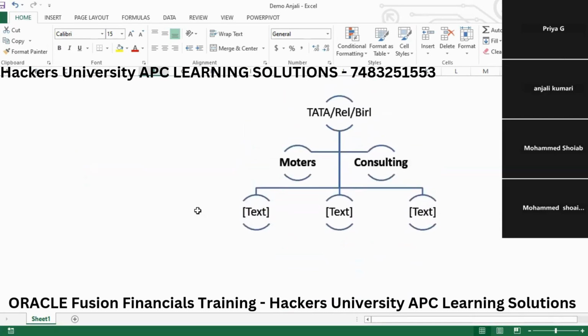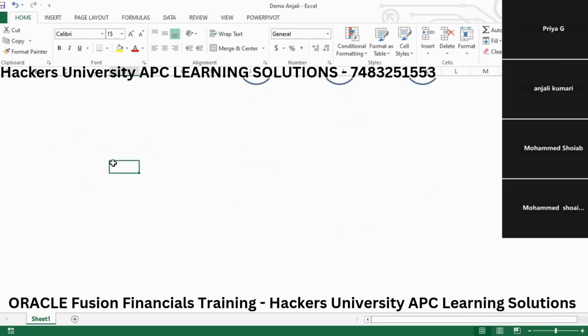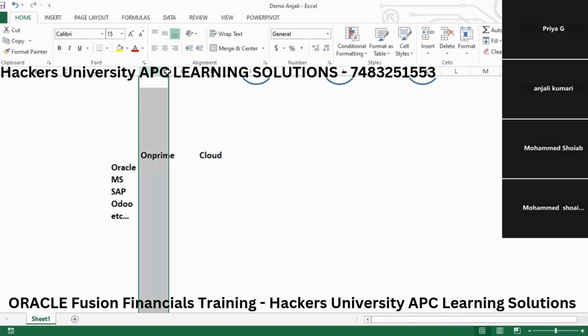Next, what else? We have a lot of different ERP applications in the market. Oracle Corporation provides ERP applications, Microsoft is also providing ERP systems, and SAP and Odoo, like this, many companies are providing ERP systems. Now we will understand what different ERPs Oracle Corporation is providing. First we will understand on-premise model and cloud model ERPs. Can you tell me what is the on-premise model ERP of Oracle Corporation?